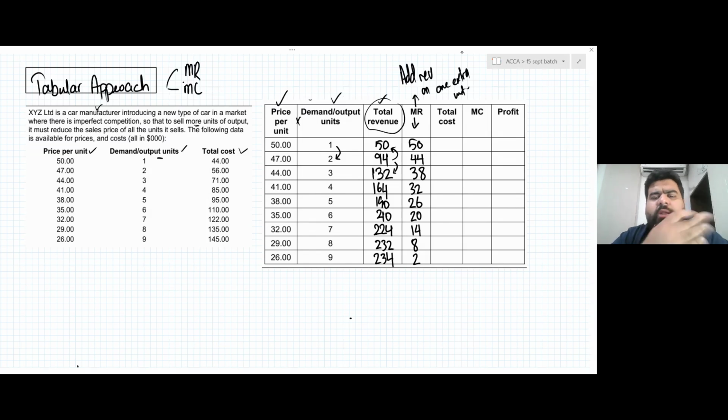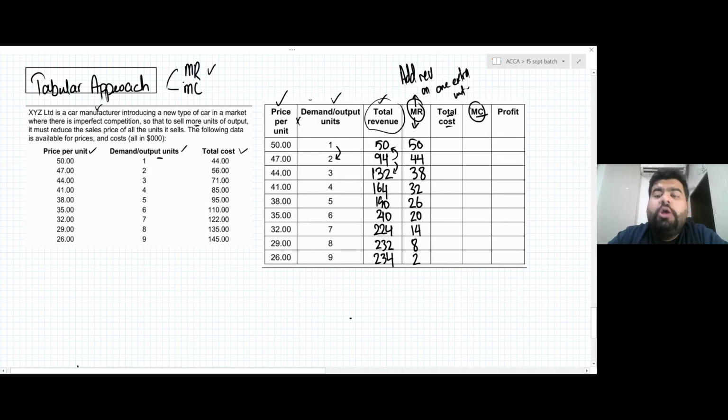Total revenue is normal sales, selling price multiplied by output of units, but marginal revenue is the additional revenue earned on the next unit. This is marginal revenue. First thing we have calculated as per the tabular approach. Second thing, you have to calculate the marginal cost. Marginal revenue you have calculated. Now you have to calculate marginal cost.